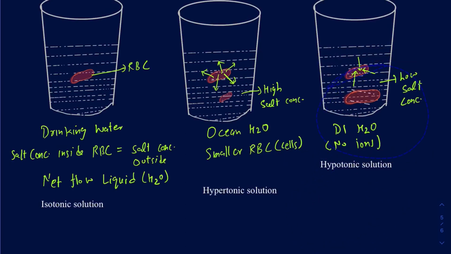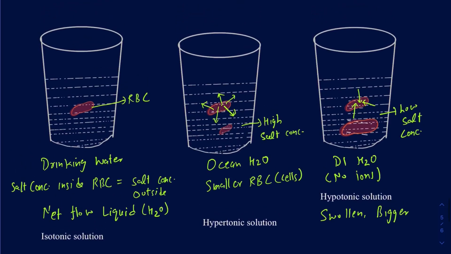So I can go ahead and write that down here. It's going to get bigger, or it will be swollen. And you can have this cell burst if it gets bigger. So that's how the net flow of the water is going to take place when you drink either the ocean water or the DI water. And obviously the faucet water is isotonic with respect to the concentrations that we have inside the RBCs.